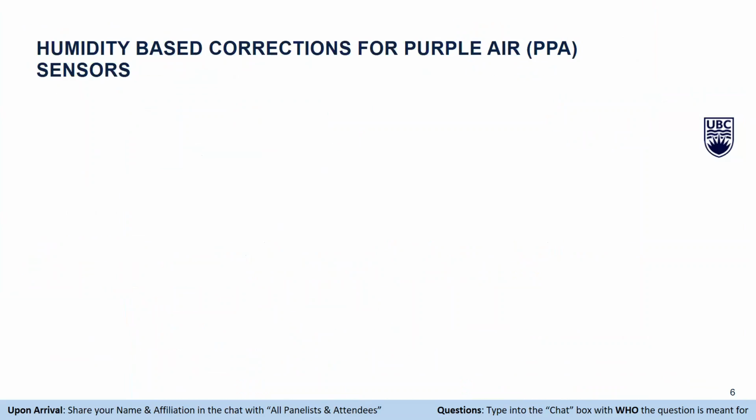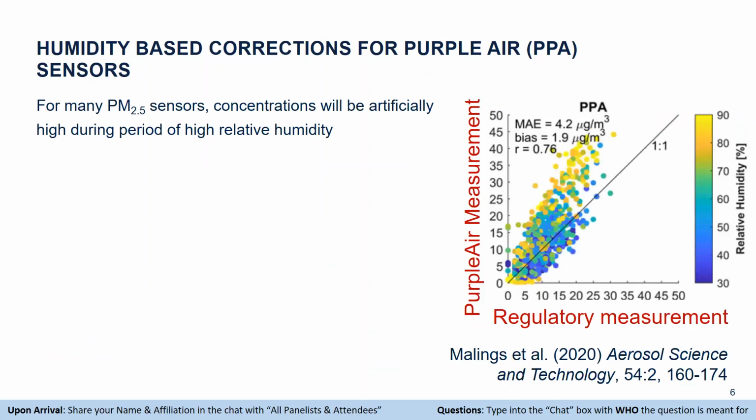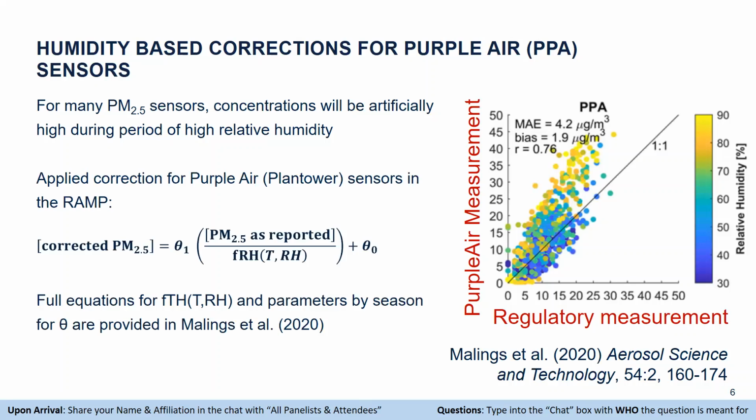And we also adopted Carl's very nice algorithm for correcting the PurpleAir or Plantower sensors based on humidity, based on observations that at high relative humidities, these PurpleAir sensors tend to overestimate. And so Carl had developed an empirical, parameterized algorithm that we apply in this case based on our own coefficients from the co-location at Metro Vancouver.